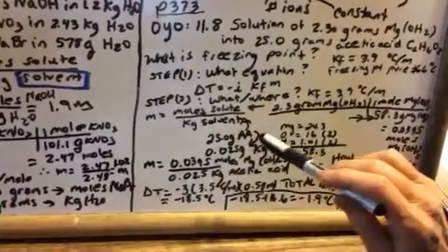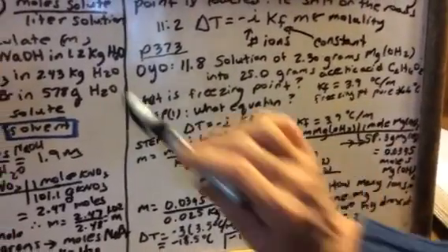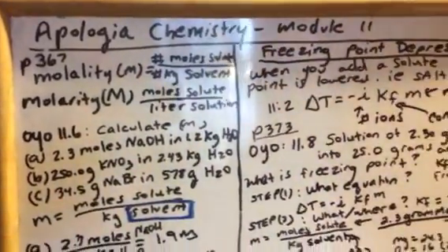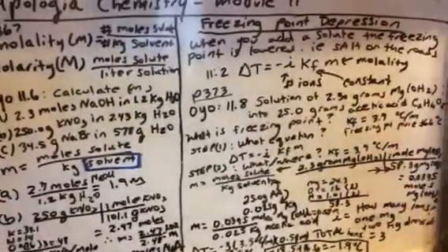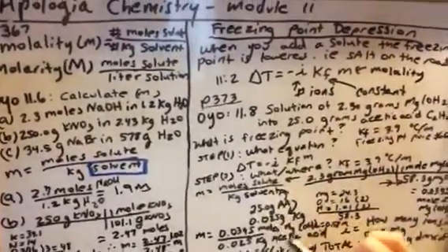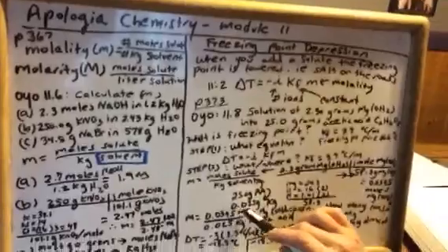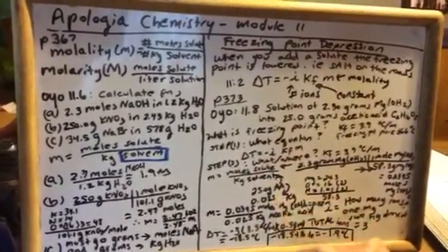Now, the next thing we have to do is convert the number of grams given of acetic acid to kilograms, because that's the definition of molality. Moles of solute per kilograms of solvent, and we're given it in grams. Therefore, we know we have to convert to kilograms, and you just divide by 1,000. And so 25 grams is going to be 0.025 kilograms.